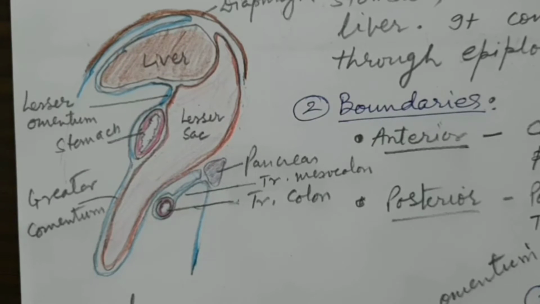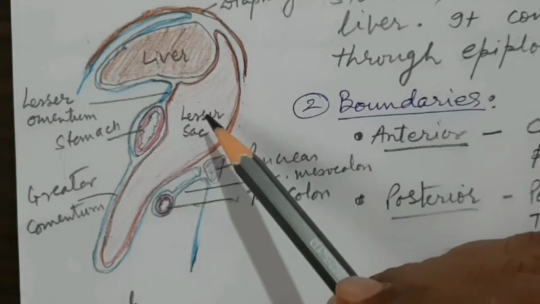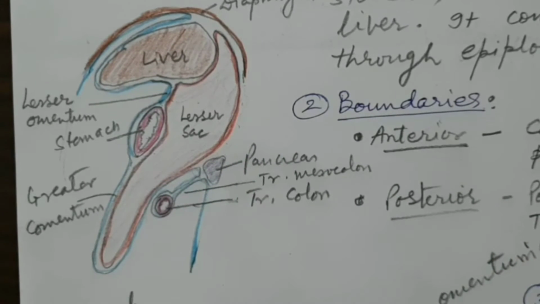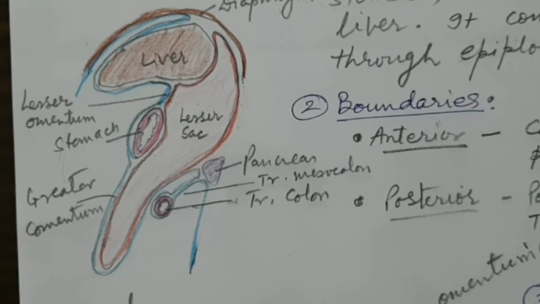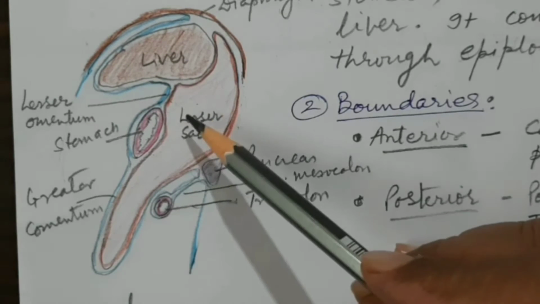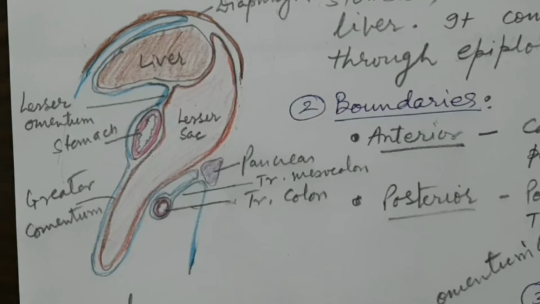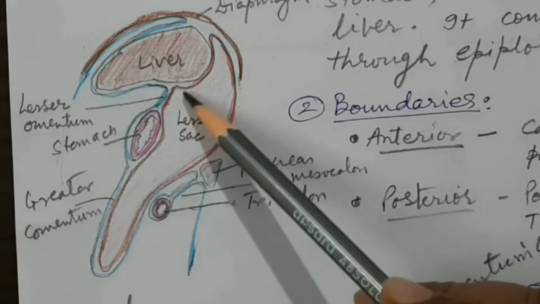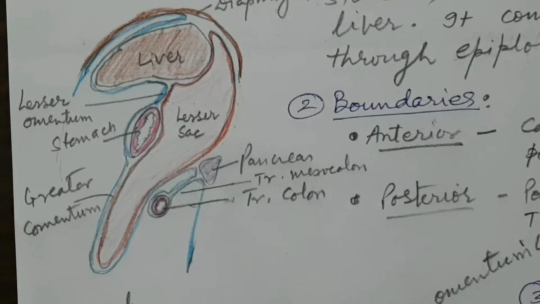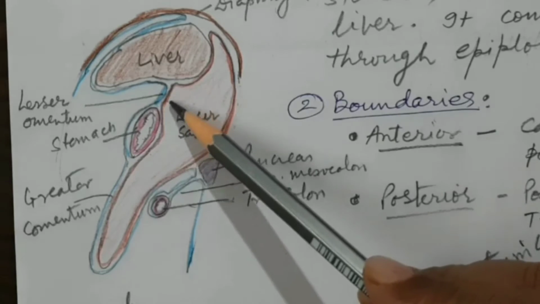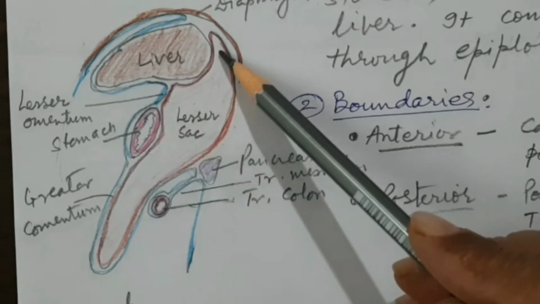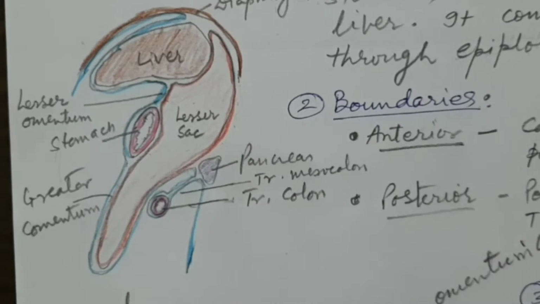Let us now come to the recesses. What are the recesses of the lesser sac, or prolongations, invaginations? The superior recess is this. See, this is going on the superior side towards the diaphragm. This superior recess lies behind the lesser omentum and the liver. That is called the superior recess.